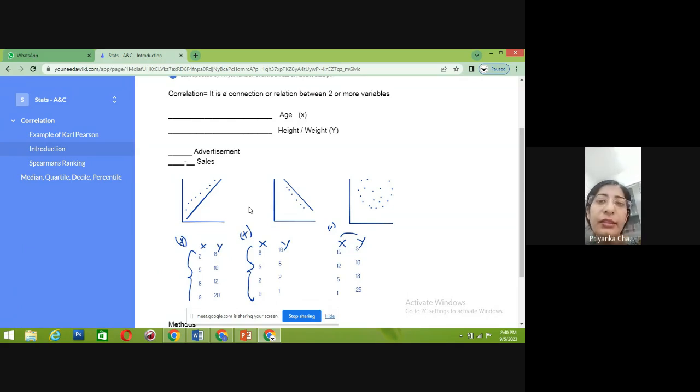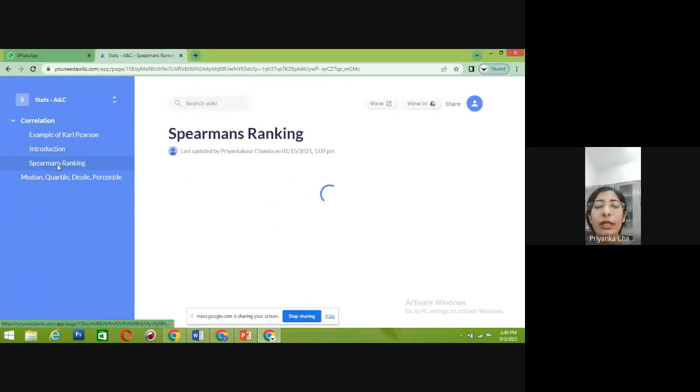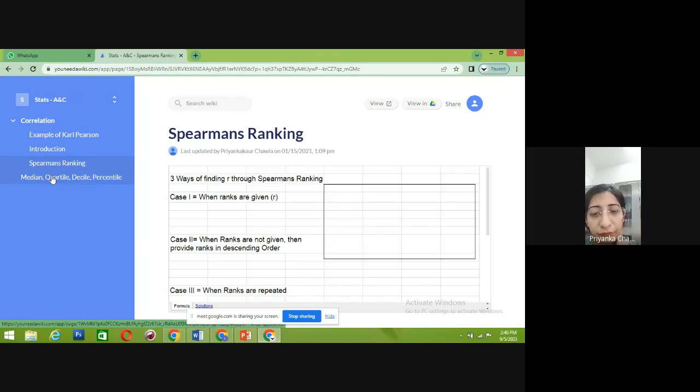So this is the way you can properly manage your UniDWiki. So share this with people. Instead of giving unit-wise notes on WhatsApp, it is better if we share this link with our students in this way.